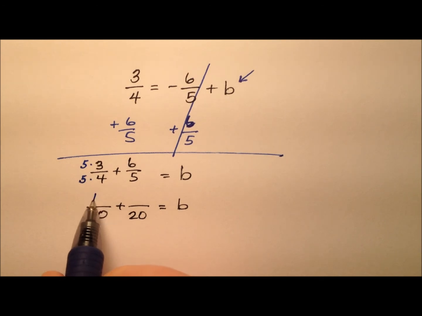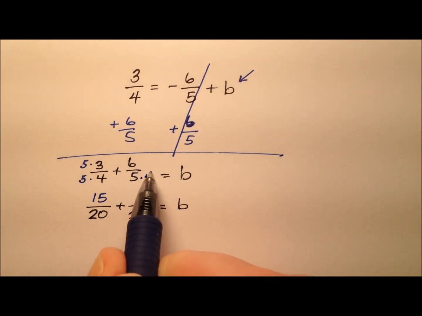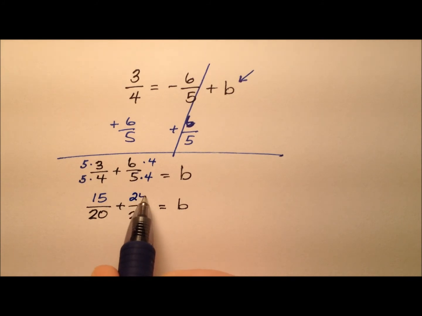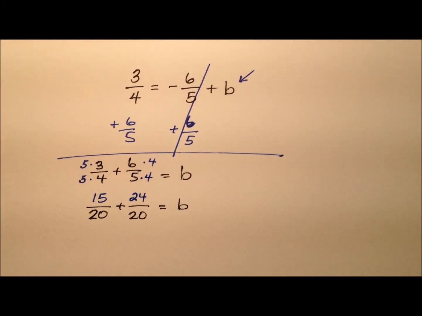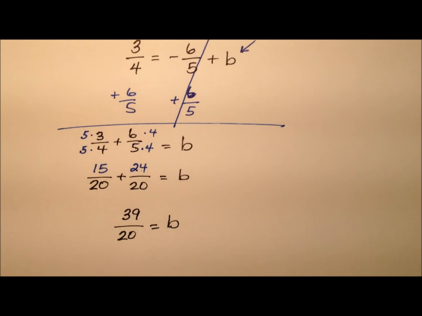So 5 times 3 is 15. And for this fraction, what do I need to multiply by 5 to make 20? Well, that's 4. So let's also do it to the numerator. And 6 times 4 is 24. Okay, so almost there. So now that we have common denominators, let's go ahead and add these two fractions. 15 plus 24 is 39, and that'll be 39 over that common denominator of 20, and that will equal our value for our variable b.